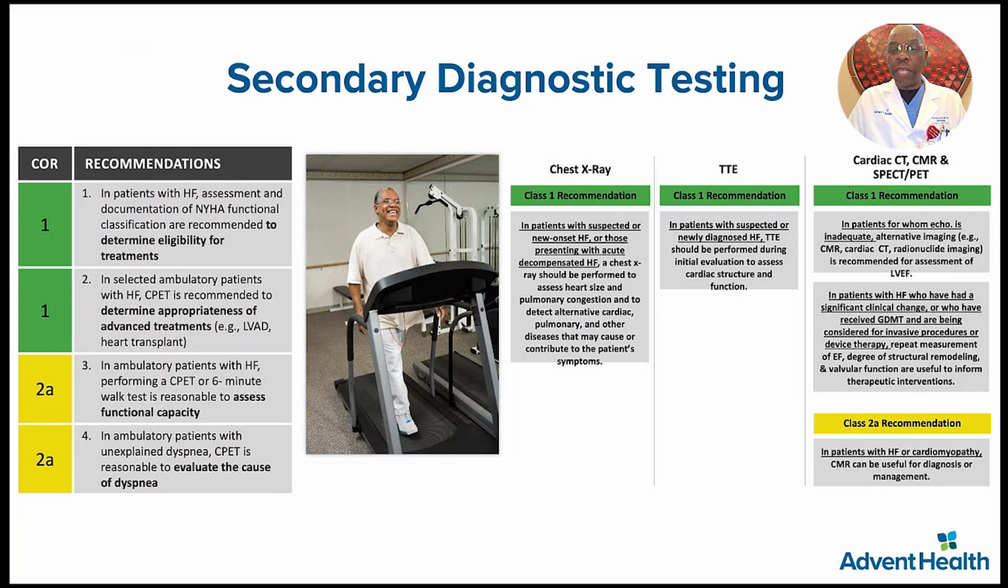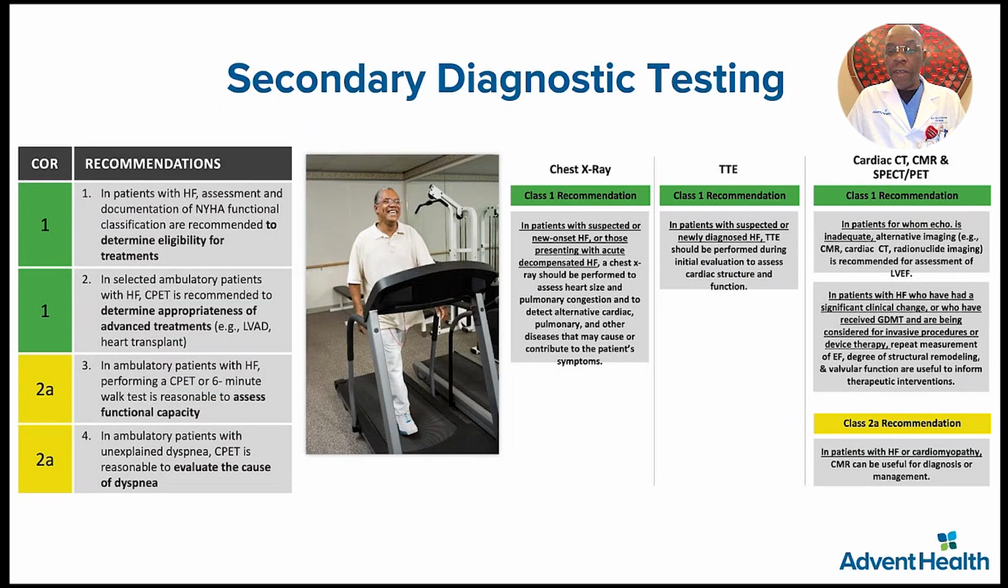Additional tests include a chest x-ray, which has a class 1 recommendation for a patient who is newly presenting with heart failure or a patient who is presenting with decompensation. Often the chest x-ray can show us infiltrates of the heart failure, but also can show us pneumonia or other conditions that might be contributory to the heart failure.